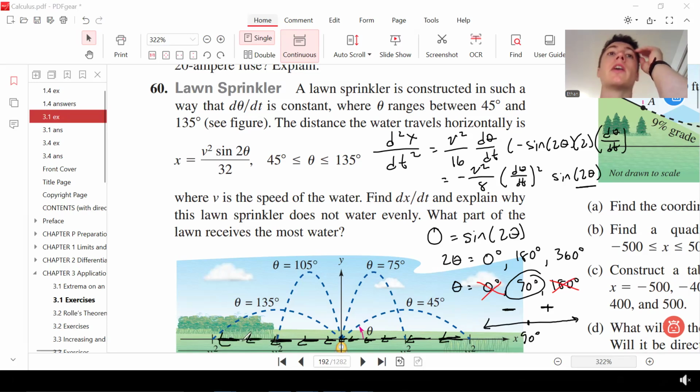So what area of the lawn is receiving the most water? The section of the lawn around 90 degrees would be our answer.